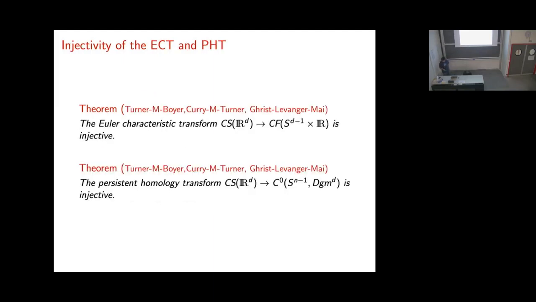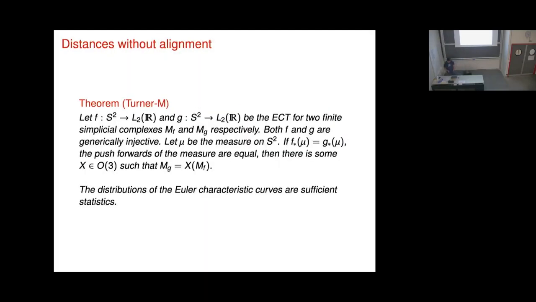Using generalizations of Shapira's inversion theorem, we and others have proved that the Euler characteristic transform as well as the persistent homology transform is injective. Okay? That's all well and good, but how many directions do you need? And I'll get to that in a second.